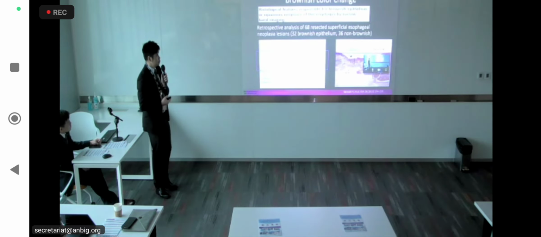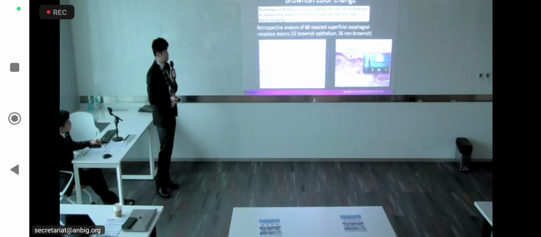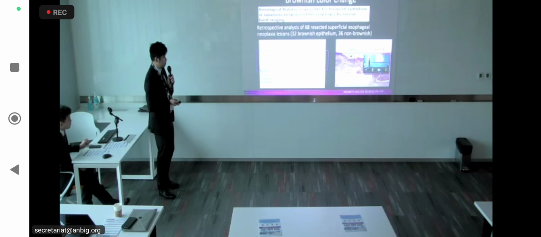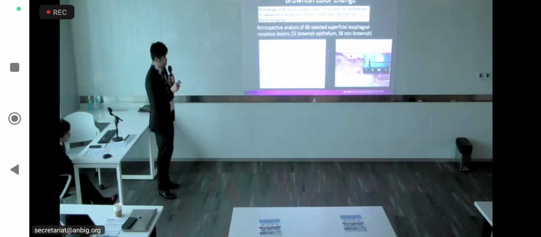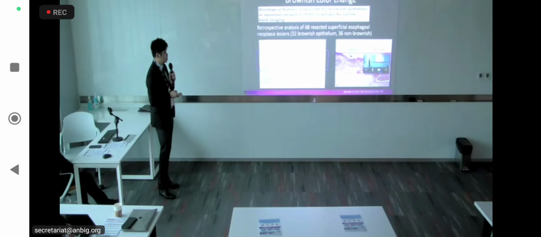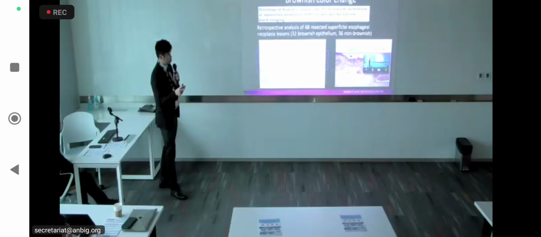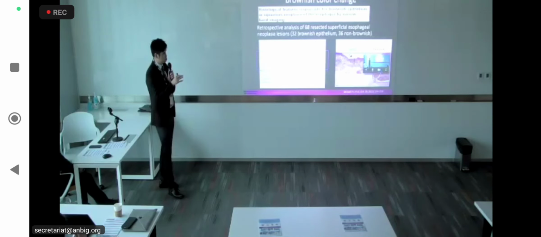The reason for brownish discoloration has been investigated before, and the main reason postulated is the thinning of the epithelium. Because of the thinning in the cancerous area, the color that appears when shining blue and green lights onto the mucosa changes from a slightly greenish mucosa to a brownish mucosa, and this was found in a study in the past.